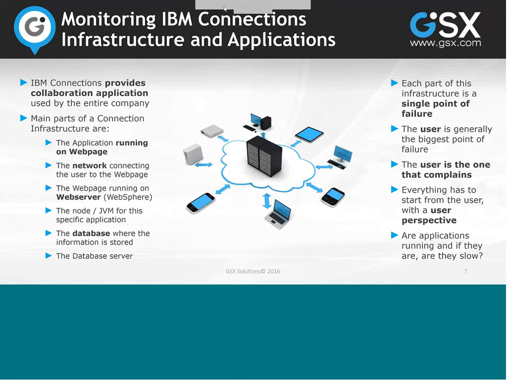User satisfaction is important. And okay, they make mistakes. They are generally the biggest point of failure of your infrastructure, but your job is to provide the best possible services. And that is why the first thing GSX does is to connect to the application as a user would do, and then check all the underlying infrastructure. So now let's go directly to the first use case, and then we will be able to mix use case and demo and show you the value of the monitoring with GSX Monitor.